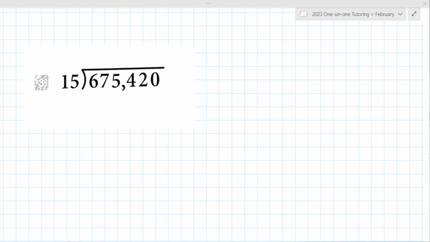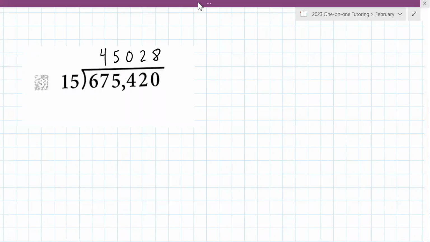I'm close. Last one. It does work out evenly. I'm just trying to figure out how many times can 15 go into 120. 8 times. Okay, so then 45,028. Yes.